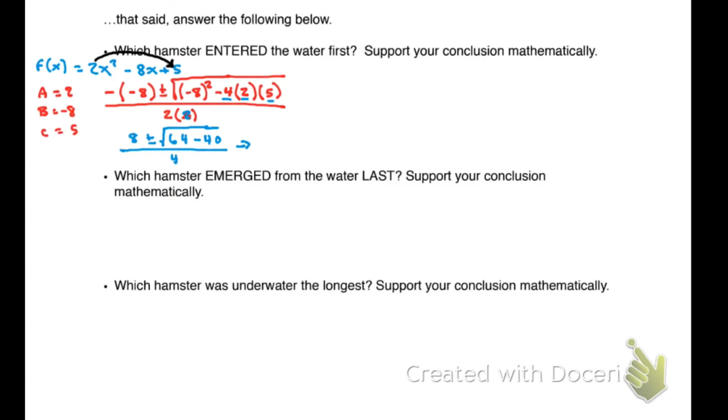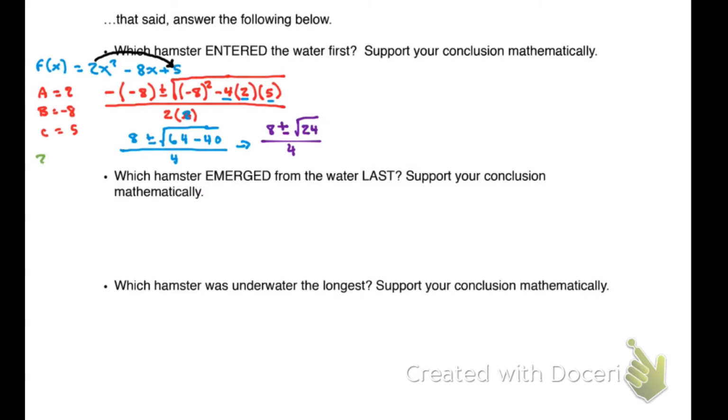And again, simplifying this out, that gives me 8 plus or minus square root of 24 divided by 4. So now looking at the square root of 24, 24 can be simplified down. It's not a perfect square, but we can simplify that.